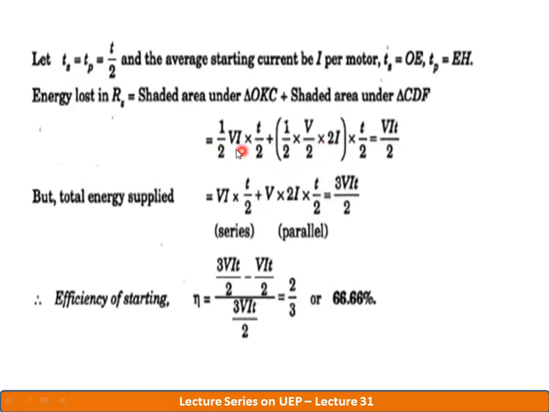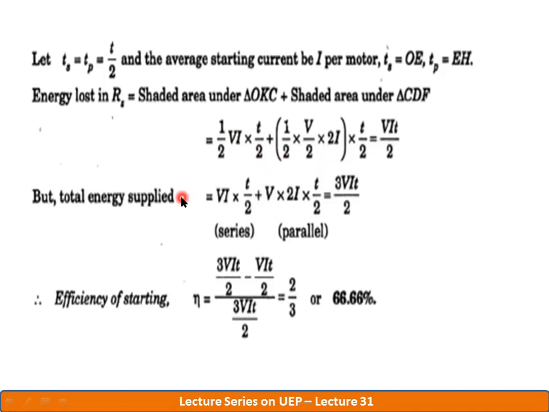Next, voltage: in parallel operation, the current doubles and the voltage is V by 2. In series operation, full voltage V is considered. In parallel operation, half voltage, V by 2, is considered. Current is 2I. So finally, we got VIT divided by 2.